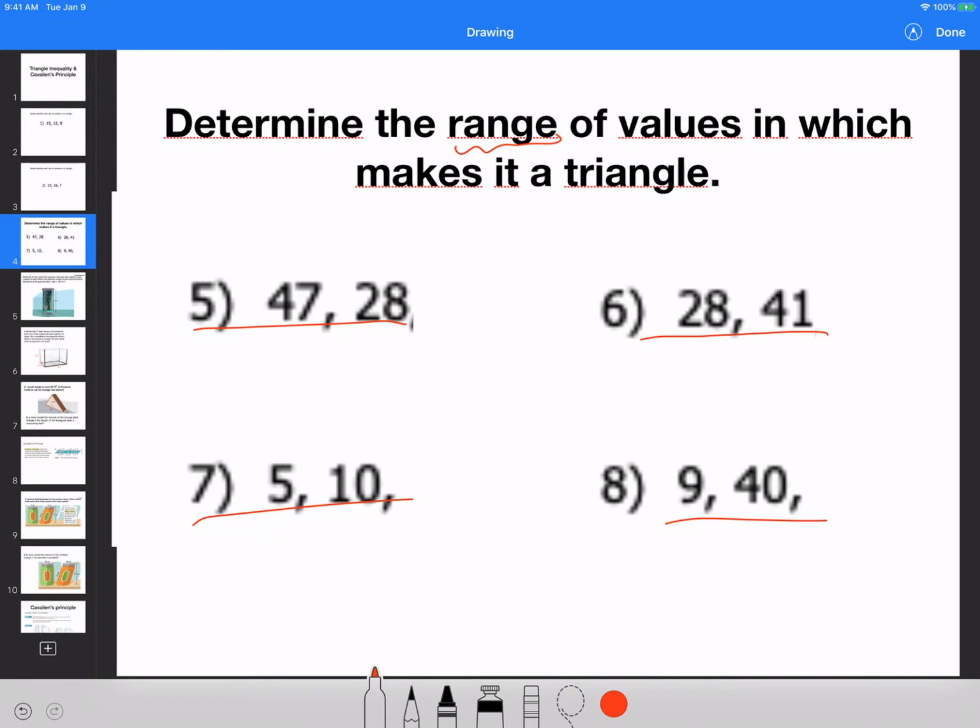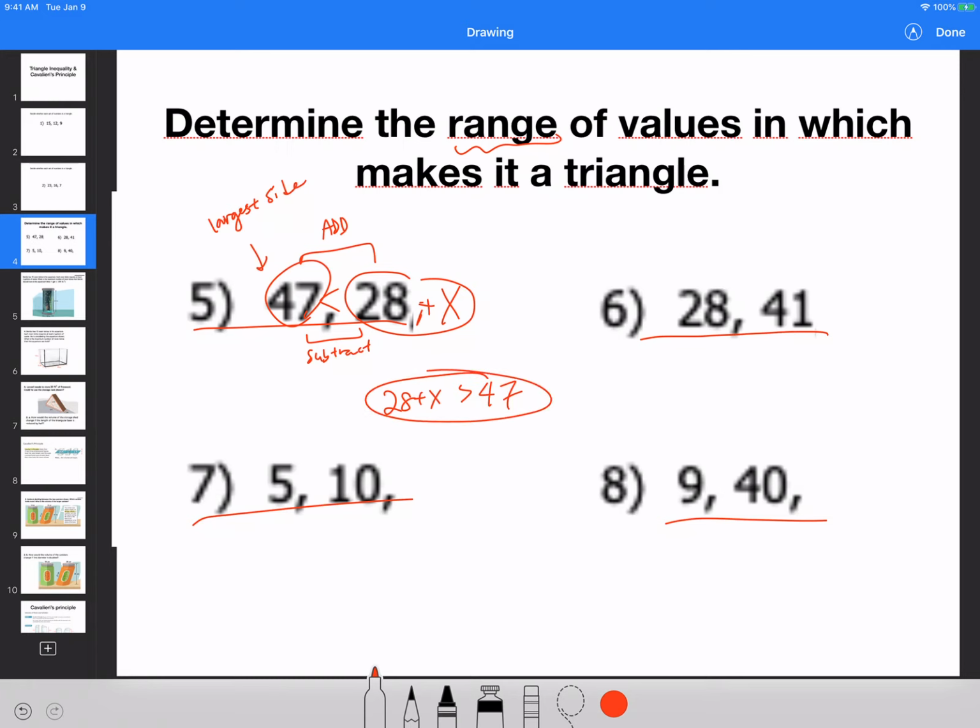The way that you do these problems is that you want to make sure that you add the two and then you subtract the two. And here's the reason why. For number 5, for example, let's say that I want to find the range. Let's say that the third side length is x. So that means that 28 plus x has to be greater than 47, because, like we established before, when you add these two together, it has to be bigger than the largest side, assuming that this is your largest side. That is one situation.